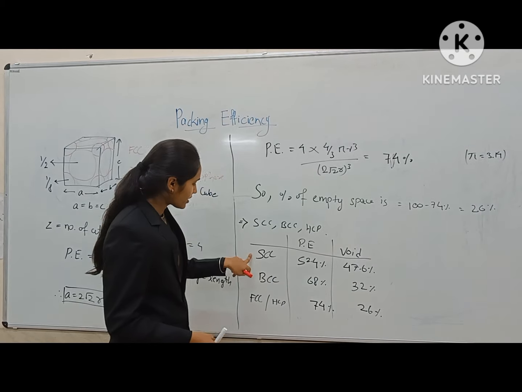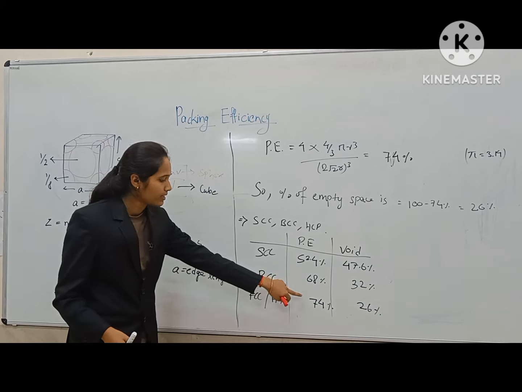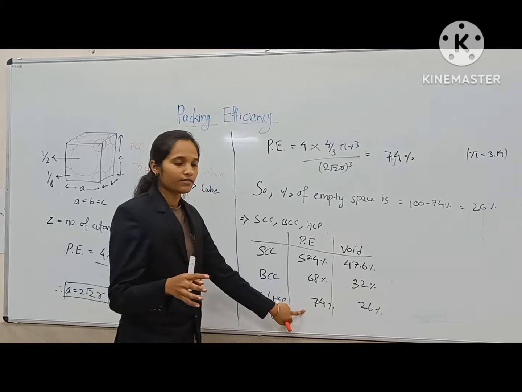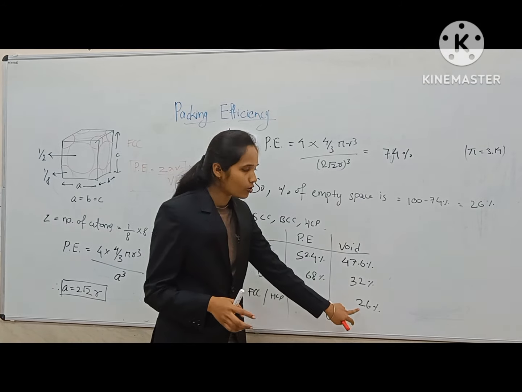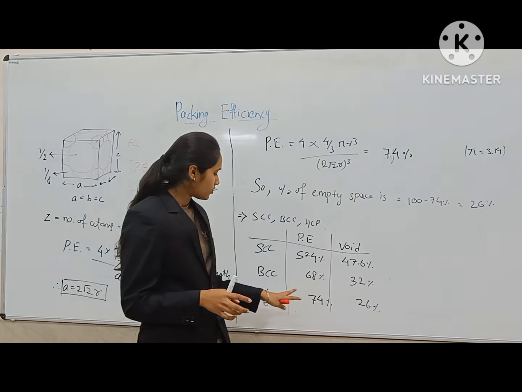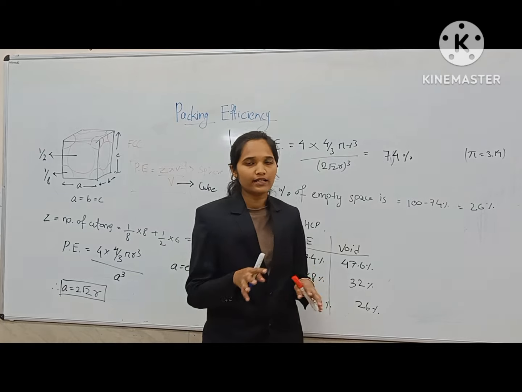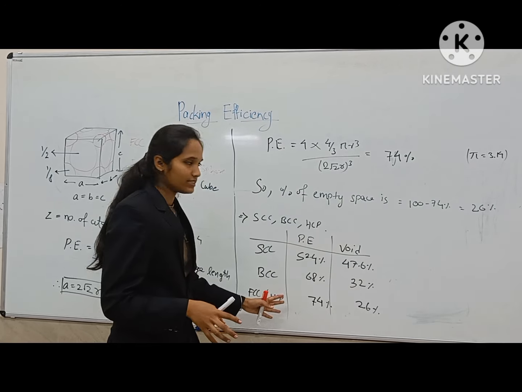The conclusion is, on comparing all these three, FCC has the highest packing efficiency and lowest empty space. So FCC has the best arrangement of atoms among all these three.